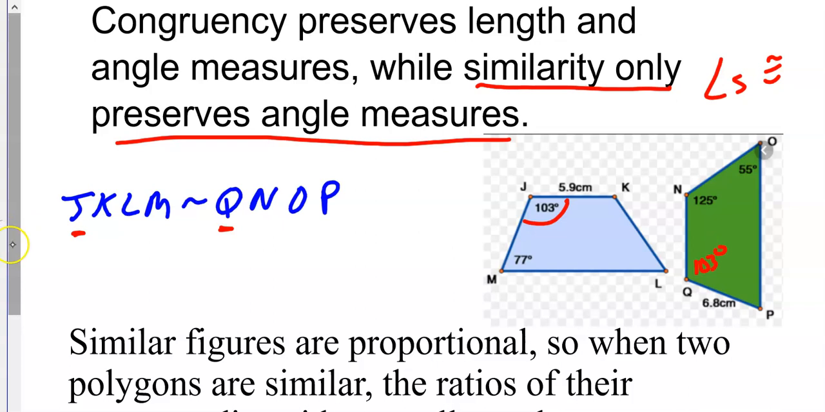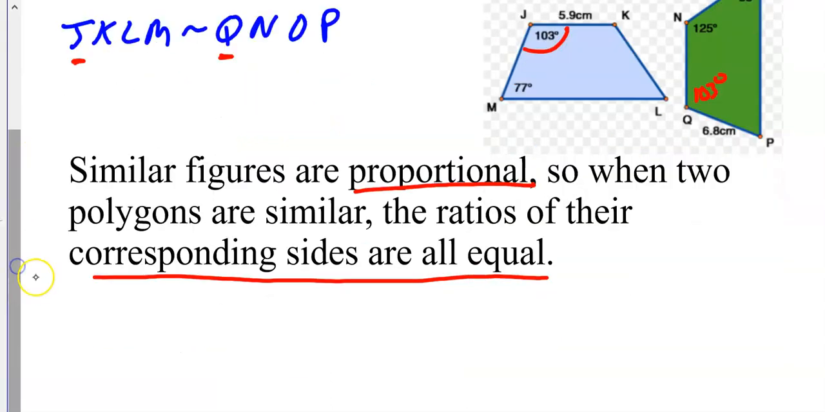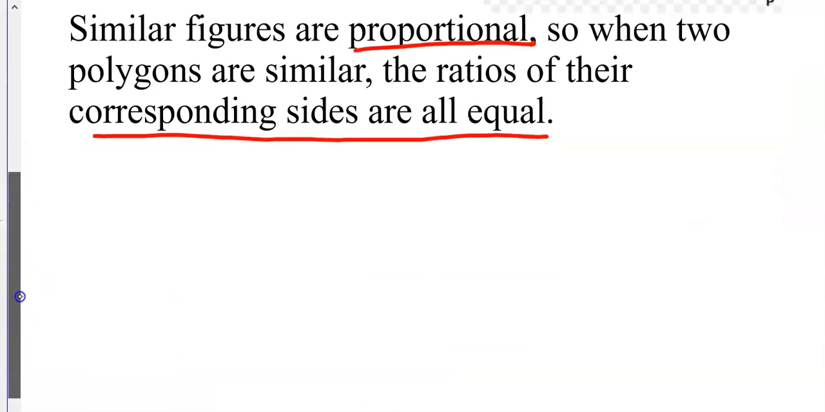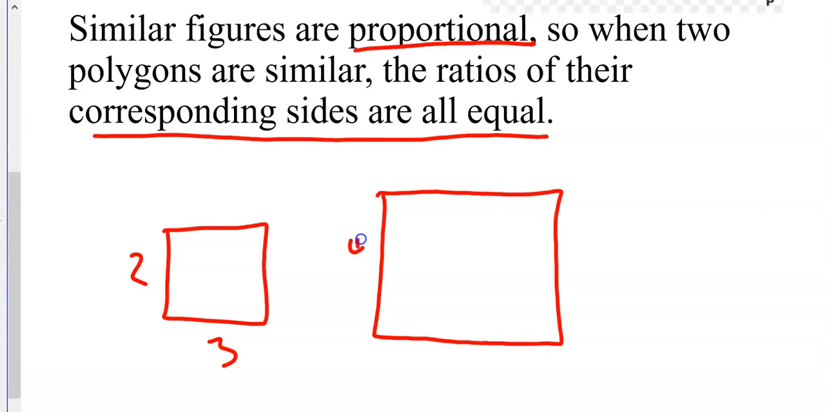Similar figures are also proportional. So again, the ratios of their corresponding sides are equal. So it's not necessarily the same measures. Let me give you an example of that. I'll just draw something down below here. So let's just call these two rectangles here, and they're similar.